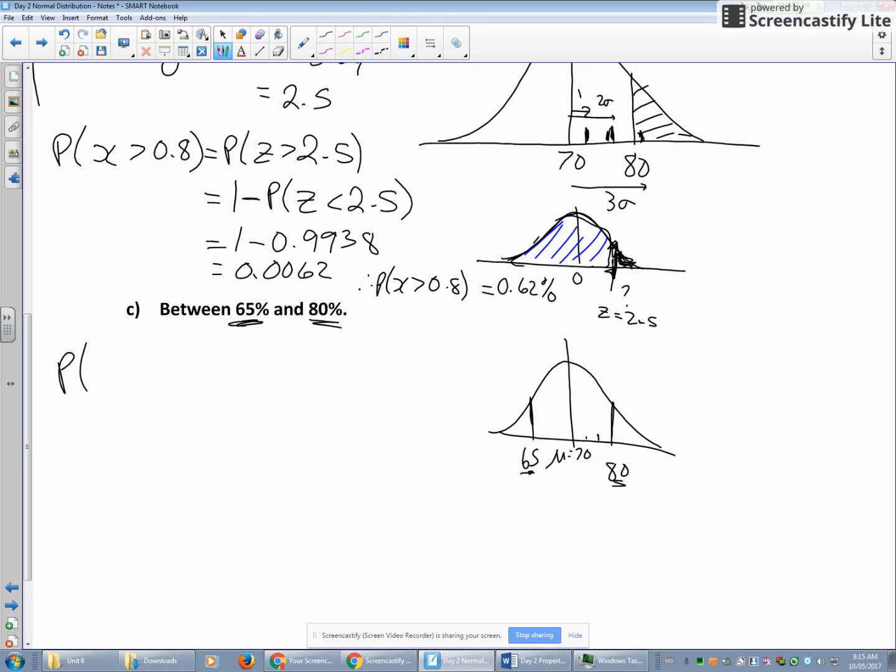So I'm going to calculate the probability that 65% is less than x, which is less than 80%. Right? So I'm interested in this area of my curve. Well, we calculated in the questions above that the z-score of 65% is minus 1.25. And the z-score of 80% was 2.5.